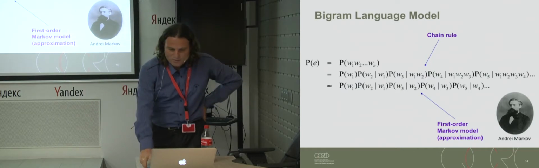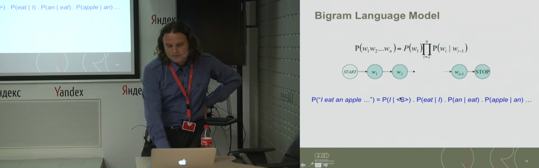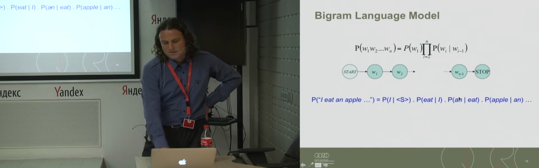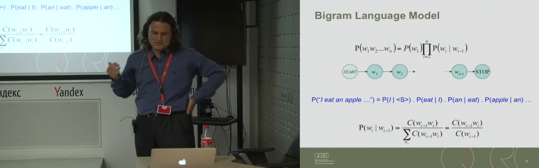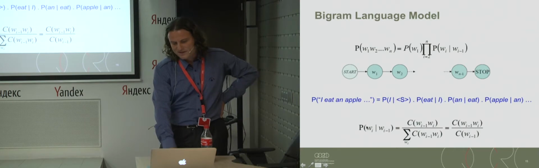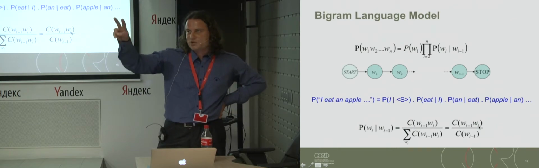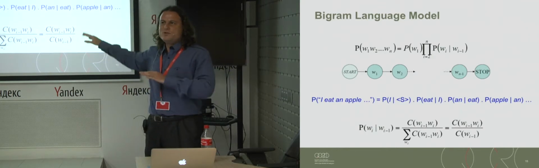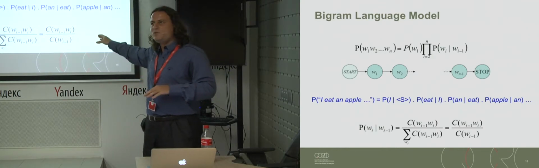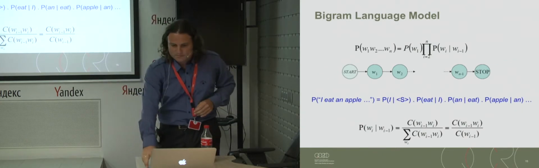And that's all. And how do you learn the probabilities? Okay, so for example, "I eat an apple" is the probability of "I" given the start of a sentence, times the probability of "eat" given "I," times the probability of "an" given "eat," and "apple" given "an," and so forth. And how do you calculate those probabilities? Well, basically, the probability of a word given a previous word is just how many times you have seen those two words next to each other in a large body of text, divided by how many times you have seen the previous word. That's all. You need to take some special care when you have division by zero or rare events and so on, but that's detail. Okay, that's about the language model.